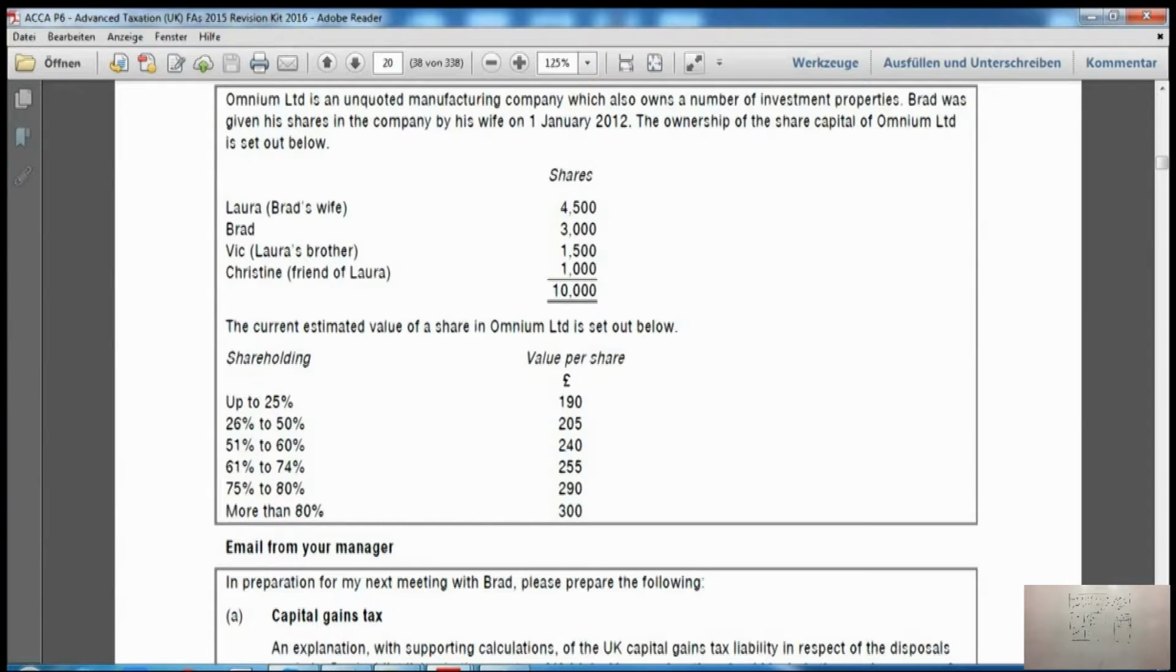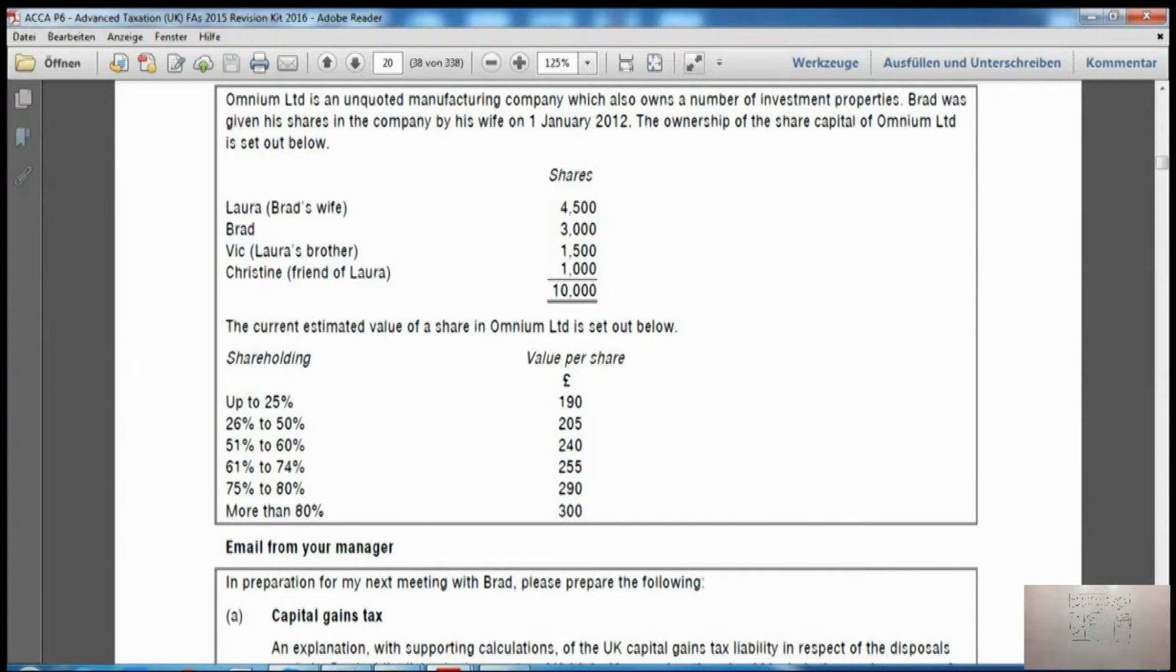Now, Brad's wife owns 4,500 shares, which is 45% of the company. So when considering related property, we will have to include her shares as well. So 3,000 shares plus 4,500 shares, which means 75%. Now we will consider Brad's value as 75%. So Brad's value is 75%.